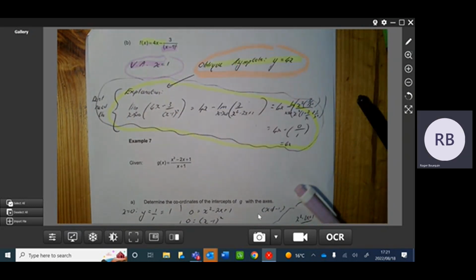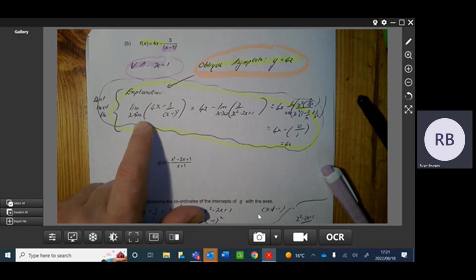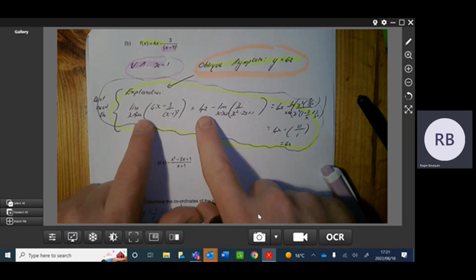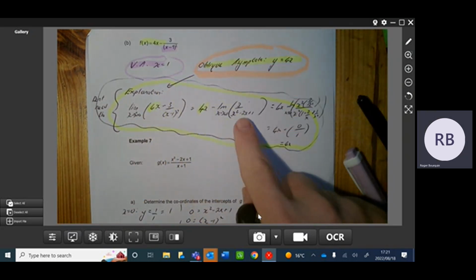So your vertical asymptote, once again, what can't x be? X can't be equal to 1. The oblique asymptote is the quotient. So as you can see over here, the quotient is the line y is equal to 4x.